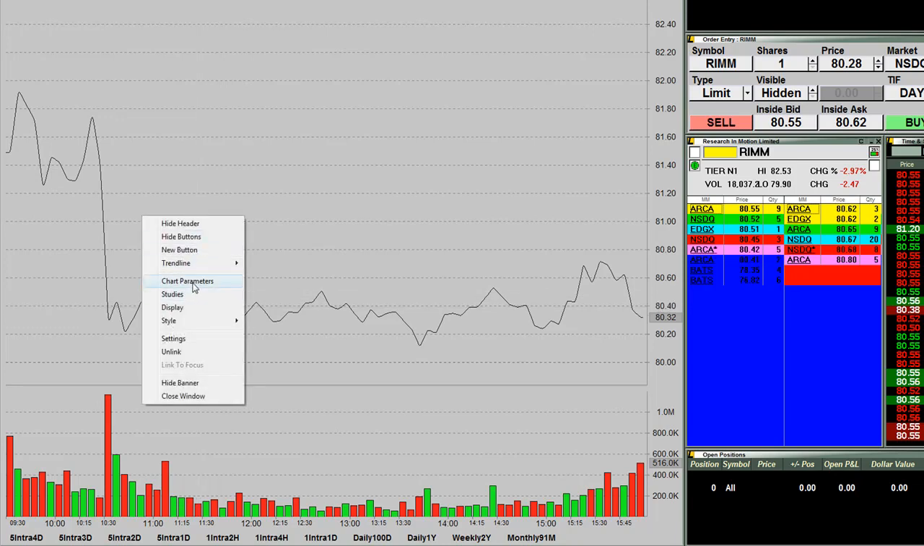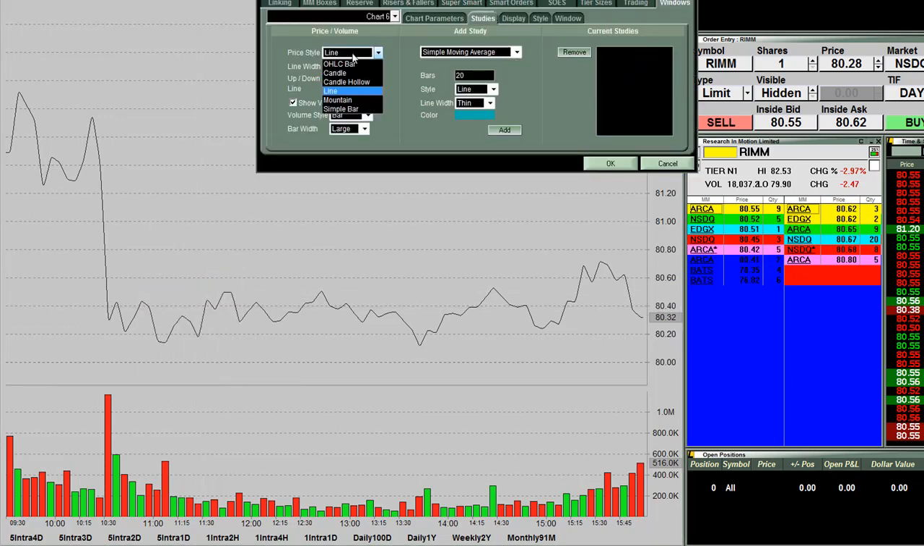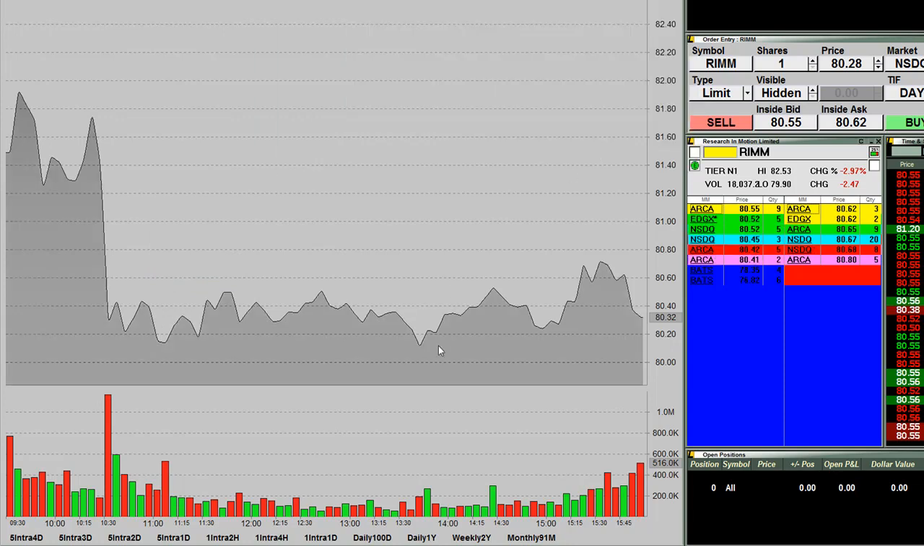Now we're going to take a look at the mountain chart. We can see this chart is the same as a line chart, however the bottom of this chart is shaded in. This is similar to the charts seen on CNBC. This is simply an aesthetic change from the line chart and has the same pros and cons as the line chart.